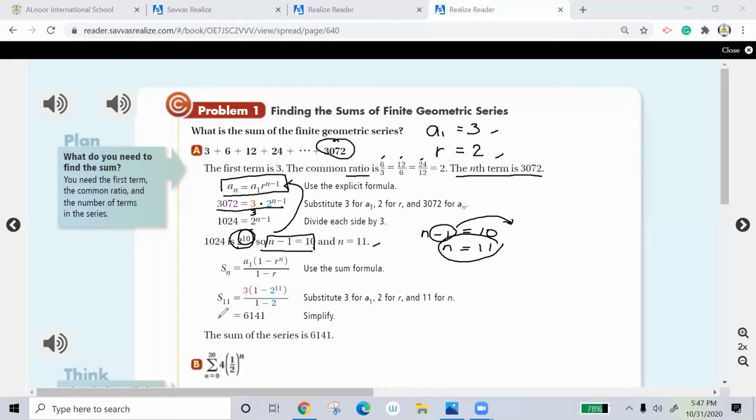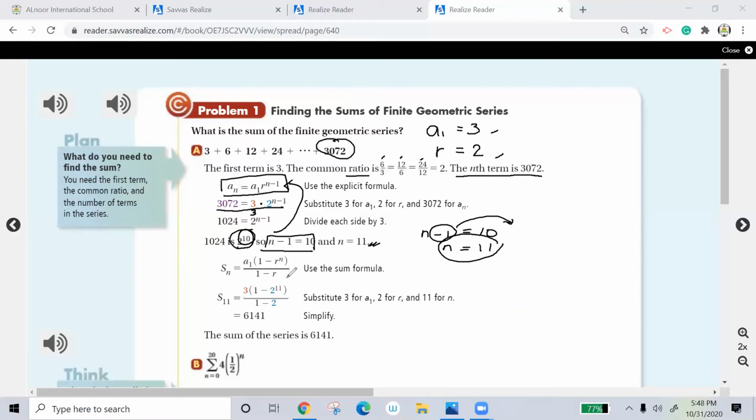Now S sub 11, where n equals 11 is the number of terms, is equal to 3 times 1 minus 2 raised to 11, all over 1 minus 2. 3 is our first term. 1 minus, what is our r? The common ratio is 2. And our n again is 11.